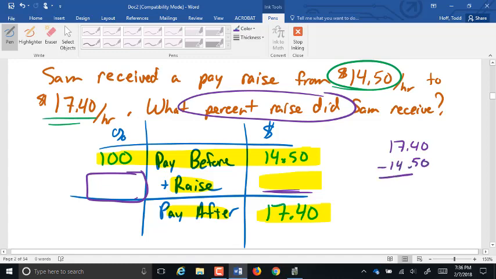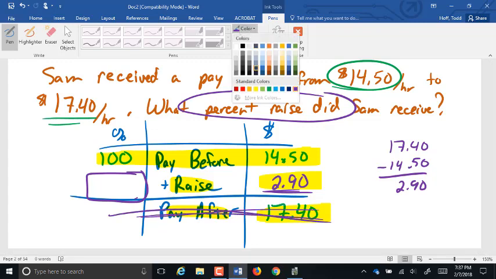1740 minus 1450 is 290. So this is $2.90. So we need the top row because we have both numbers. We need that middle row, the raise, because that's what we're looking for. We don't need the bottom row.